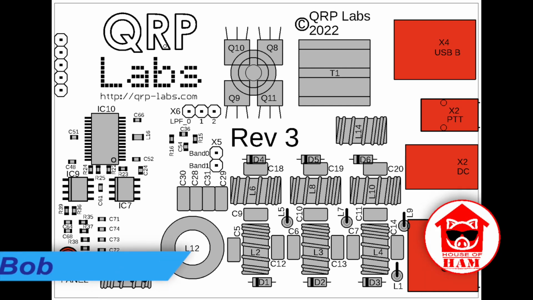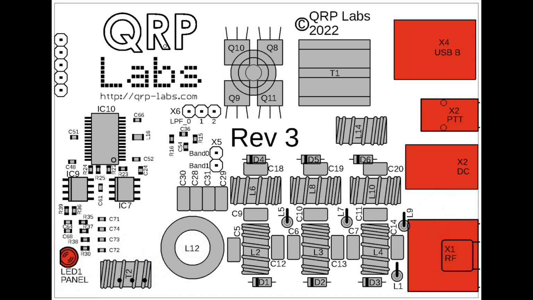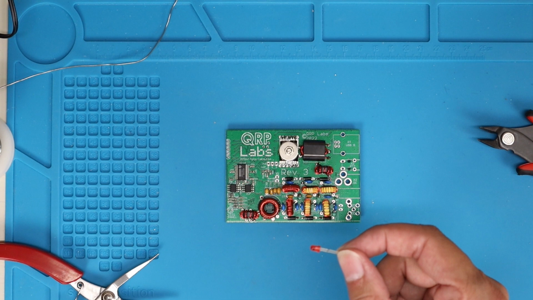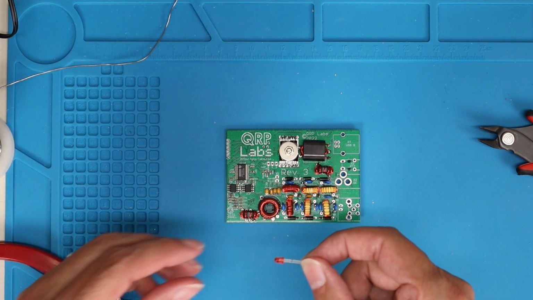This is Bob WV7W, and today we're going to finish up the QDX build, and we're also going to do some testing of the device once it's complete. So we'll start off with the front panel LED. This is the indicator that shows you that the device is on, as well as showing you when it's transmitting.